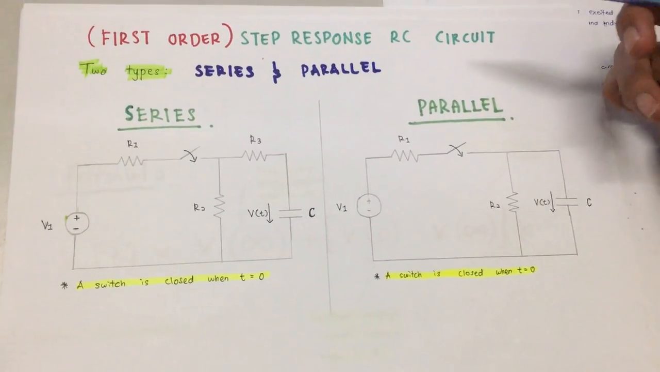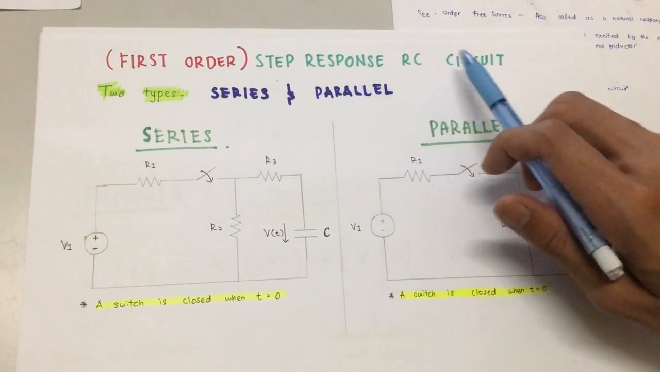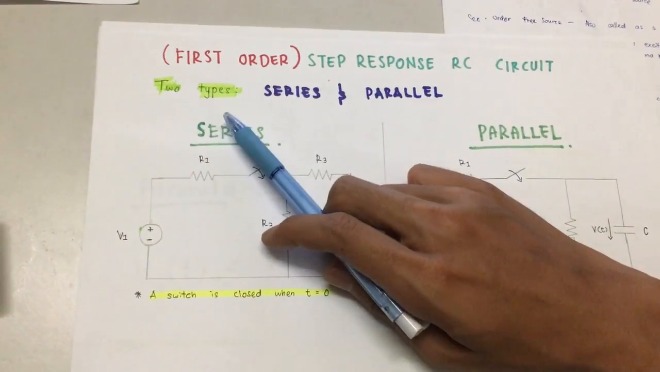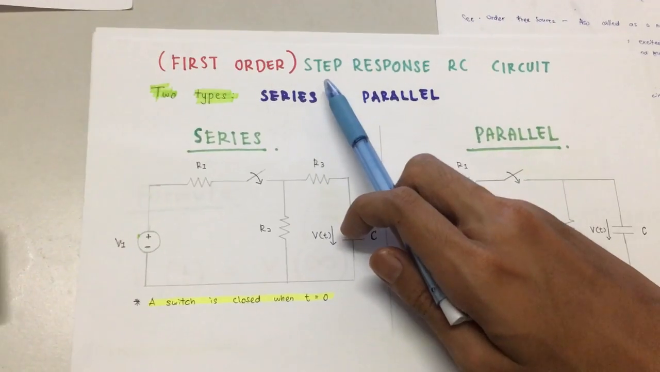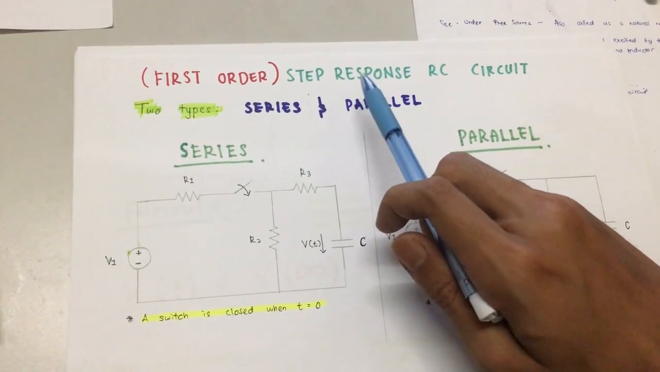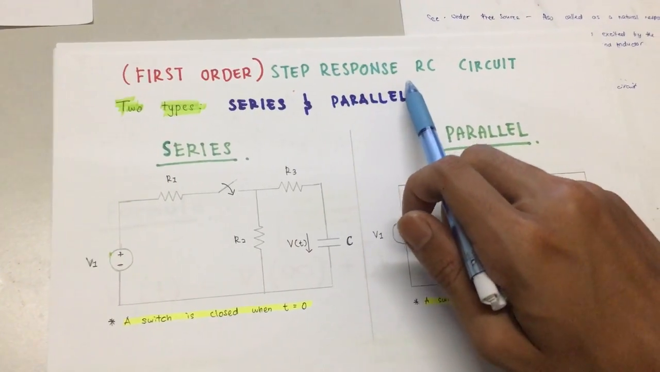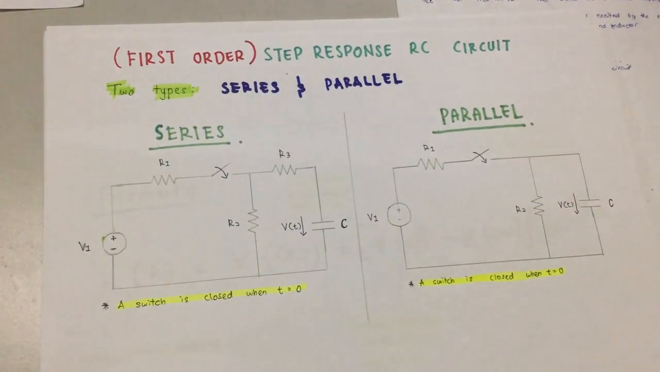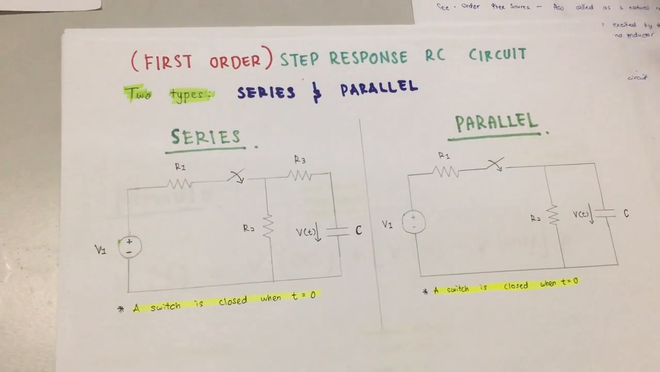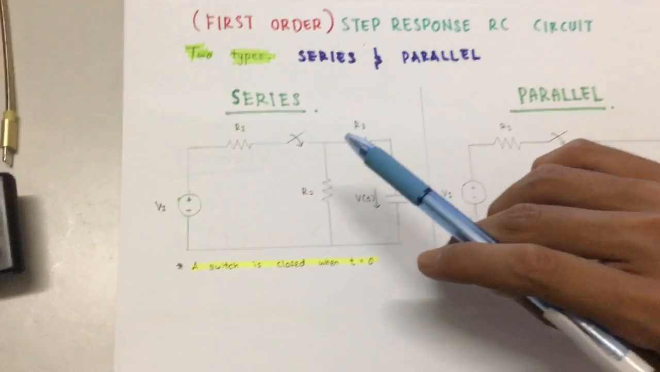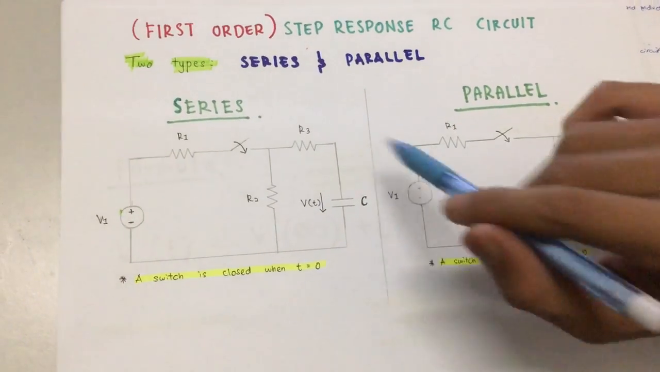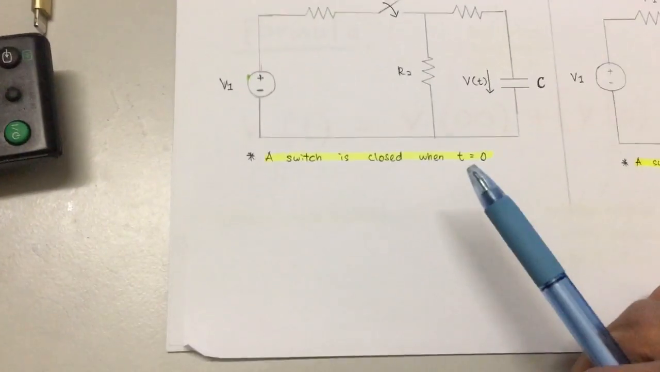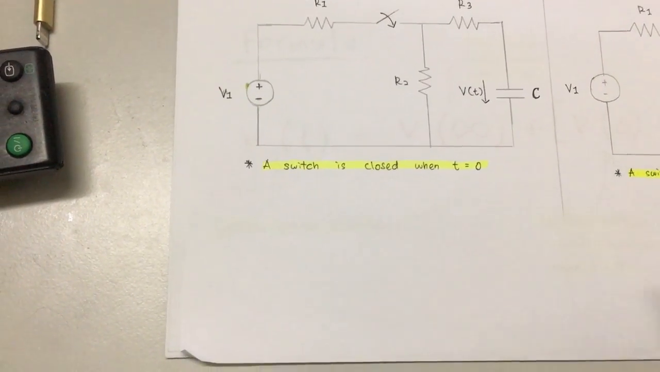S1/1. So this is the first main topic, which is first order step response RC circuit. There are two types of circuits, which is series and parallel. So what does the meaning of step response RC circuit? The meaning of step response RC circuit is its behavior when excitation is the step function, which may be voltage or a current source. So as you can see, the series circuit and a parallel circuit.